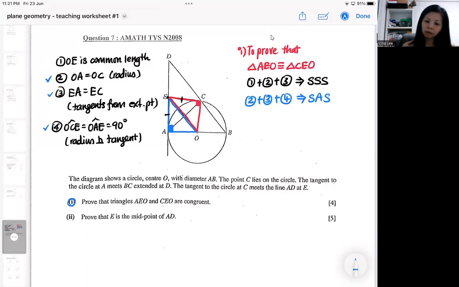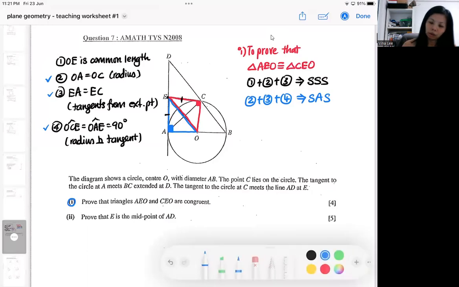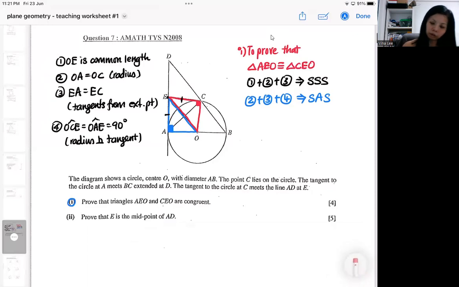Okay, so is there anything else that you can use? There's actually one more combination that you can use. If you choose to use the common length and the radius and the 90 degree, it will be RHS. Right angle, hypotenuse. Hypotenuse is OE and any one of the side.